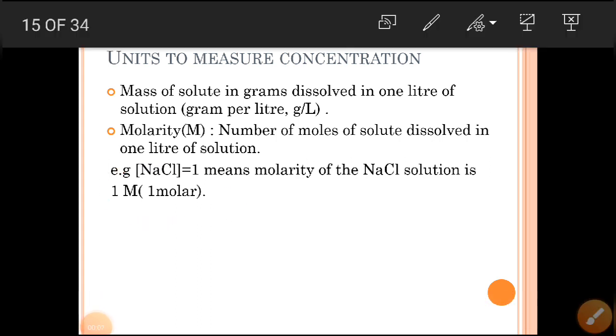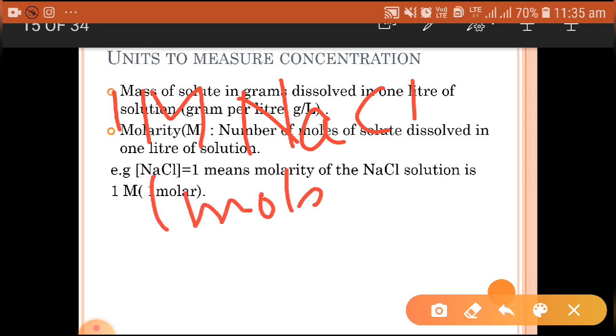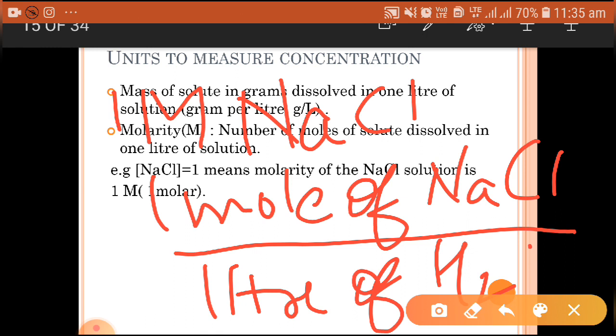Now let us see, if you want to make 1 molar NaCl solution, how will you make it? If you want 1 molar NaCl solution, what you have to do, you have to take 1 mole of NaCl according to definition. 1 mole of NaCl is nothing but weight in grams according to its molecular weight. So molecular weight of NaCl is 58.5 grams, so 58.5 gram. So molecular weight expressed in gram. Now 1 mole of NaCl dissolved in 1 liter of water, that is H2O.